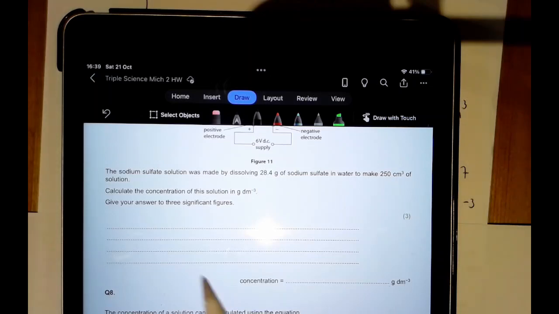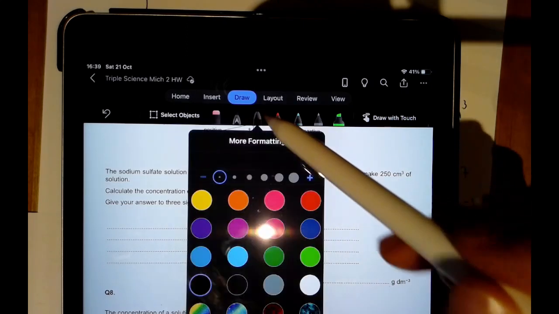So you're told that this particular solution was made by dissolving this mass of sodium sulfate in water to make 250 centimeters cubed of solution. They want you to calculate the concentration in grams per decimeters cubed. Now, the unit they give you gives you the formula. Grams per decimeters cubed is grams divided by decimeters cubed. Now, you've got something in grams, but you don't have anything in decimeters cubed. Instead, you've got something in centimeters cubed.